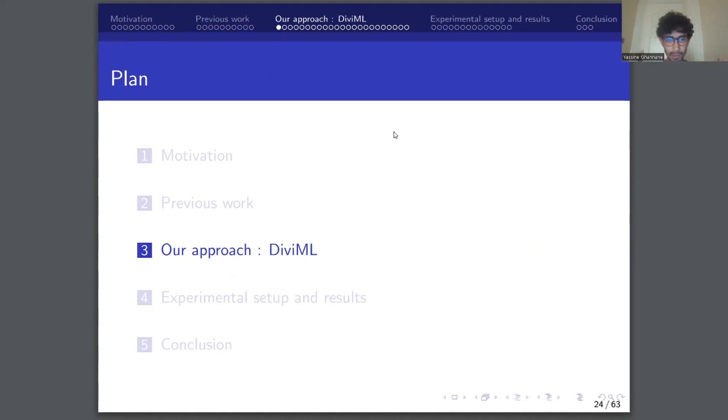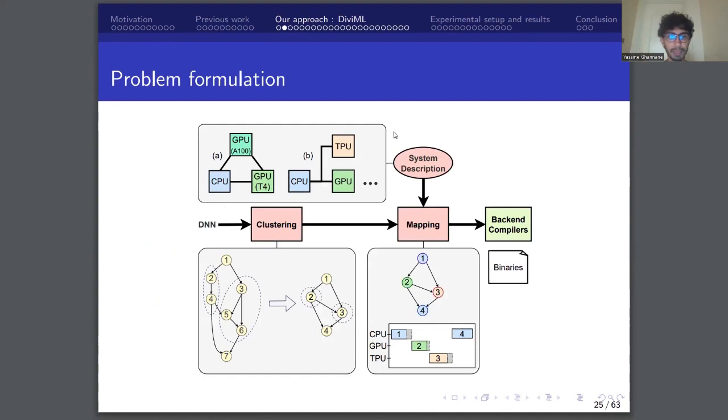Now, I'll describe the framework that we have proposed, which is DiviML. Its overall pipeline can be summarized in this figure. We start from a DNN encoded as a torch FX graph. We go through an optional clustering step that works on a pattern matching basis, trying to coarsen our graph slightly to make it easier to manipulate. A prime example of that is folding ReLUs and batch norms into convolution operations.